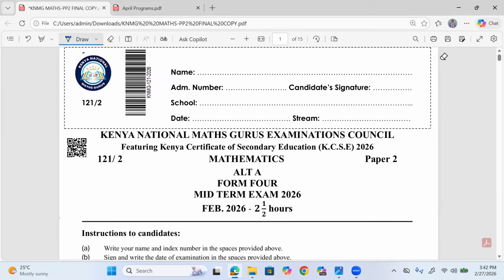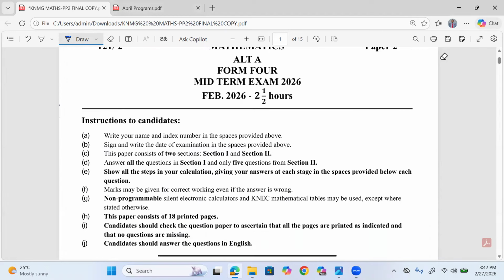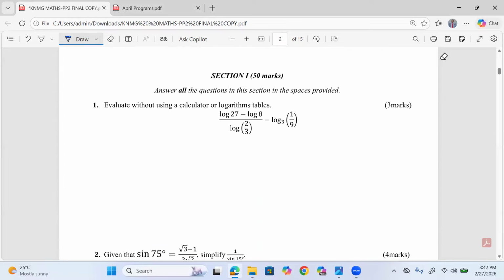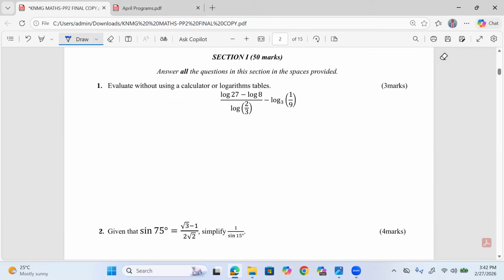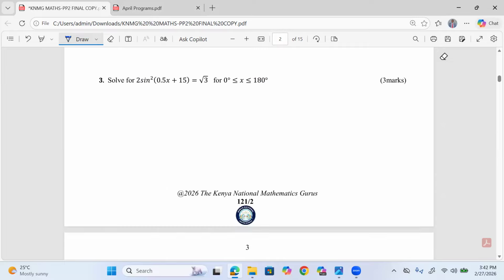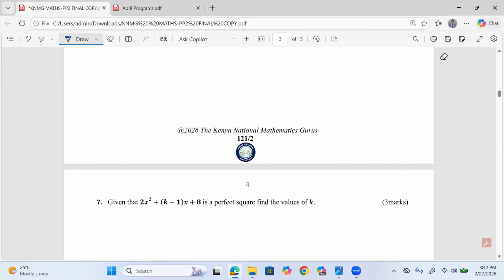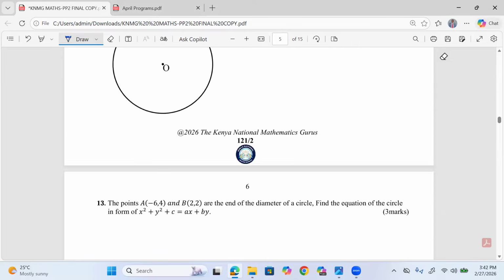Now we're going directly to the section 2 of this paper. We've already covered and uploaded the section 1. So I request those who have not watched, kindly take your time and check the section 1. These are very wonderful questions. We have simplified every item in the section 1. So allow me to go directly to the section 2 of this paper.